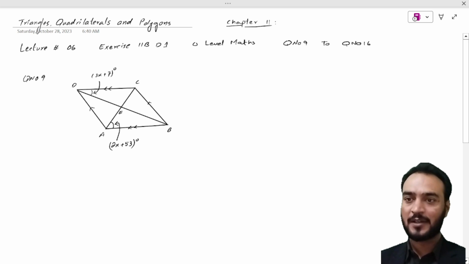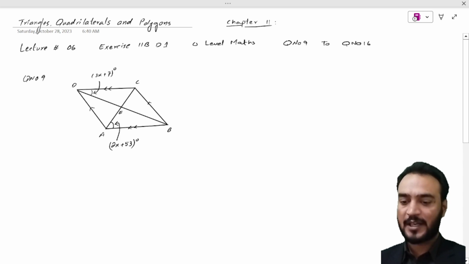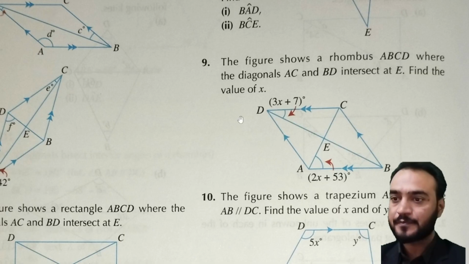quadrilaterals, and polygon. This is chapter 11, D1 mathematics, O levels. And in my previous lecture, I have solved the first 8 questions of this exercise, and today I am going to solve question 9 to question 16 of this exercise. So let us see the question number 9.